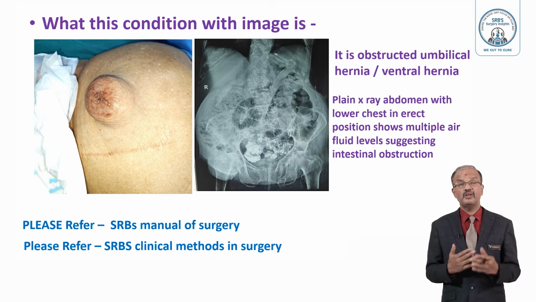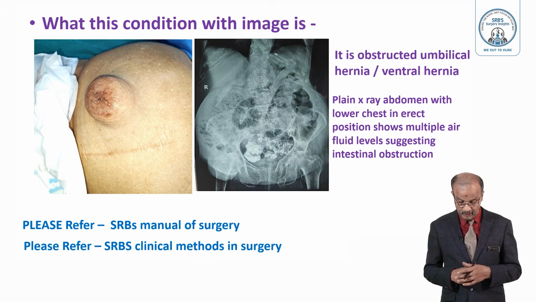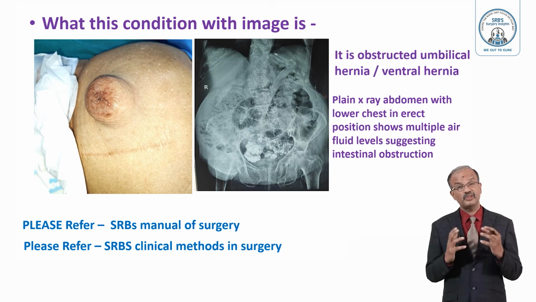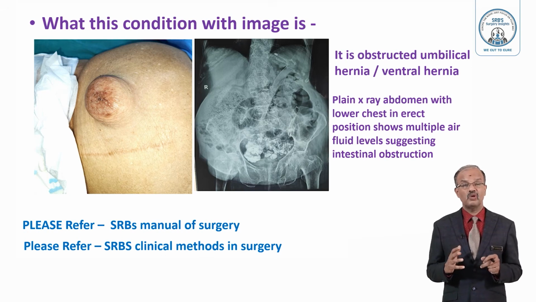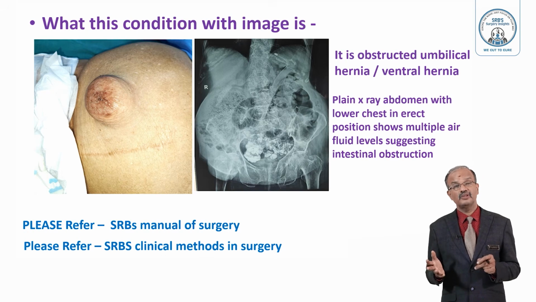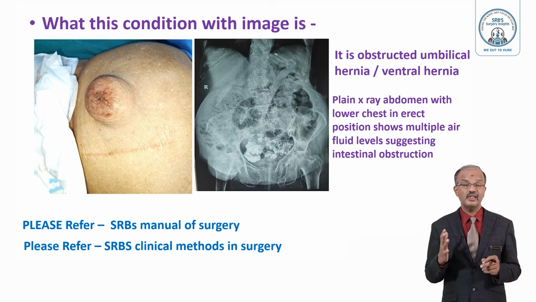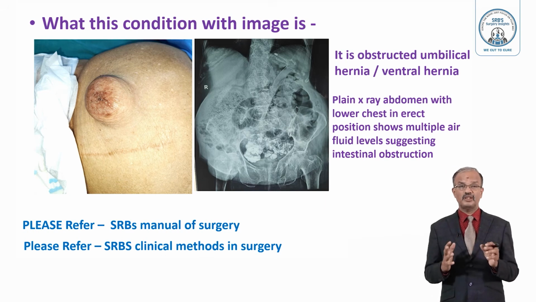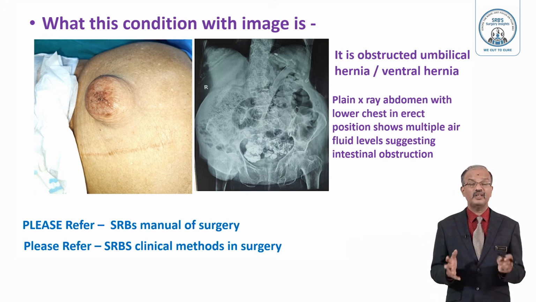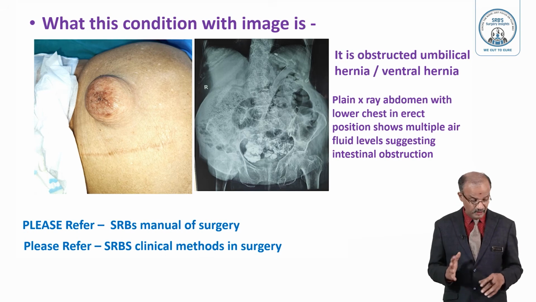So plain X-ray abdomen here, showing the multiple air fluid levels, suggests intestinal obstruction. Also, it suggests that surgery should be done as early as possible to avoid bowel going for gangrene, which is risky and requires a resection, anastomosis. Prior to that, you can always do a CT scan, even a plain CT scan is sufficient to confirm there is obstruction, which is more sensitive and specific than plain X-ray abdomen.